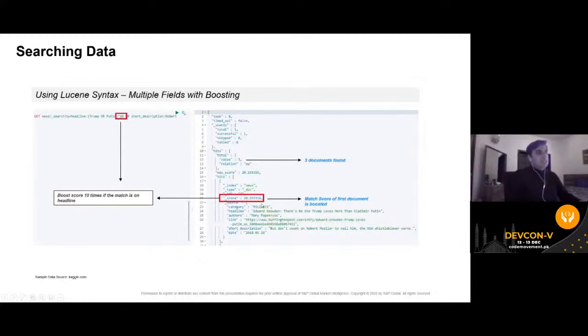And you see that as compared to the previous example which I just showed you, the match score in the previous slide was 3 point something, and now we are getting a match score of 20. Why? Because the headline has Trump and Putin both in it, and there is an extra boost of 10 times on this field. Again, the same number of documents are found, but this document got a higher score.